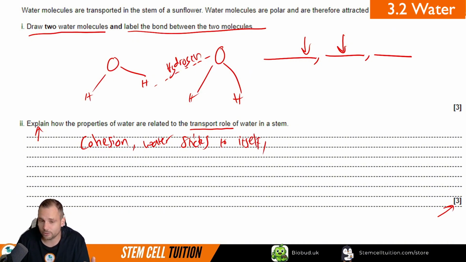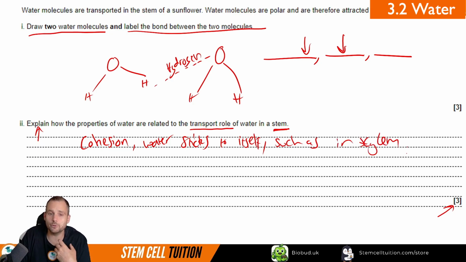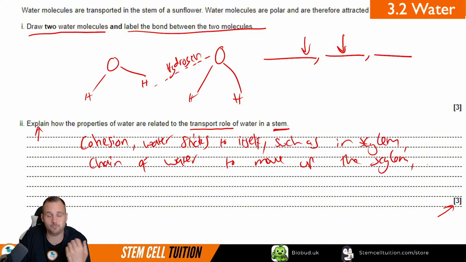Also going to include an example, such as, now it's in a stem of a plant, so such as in the xylem, and I'm now going to apply it to transport, which is going to allow a chain of water to move up the xylem. And I would keep going here. I would then say this is in the process of transpiration. I would then give more details.